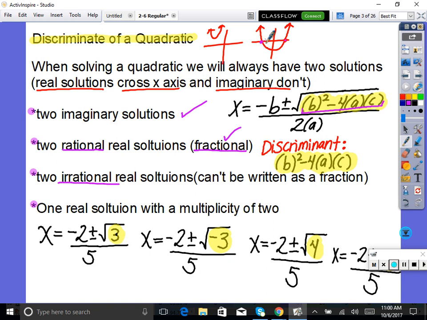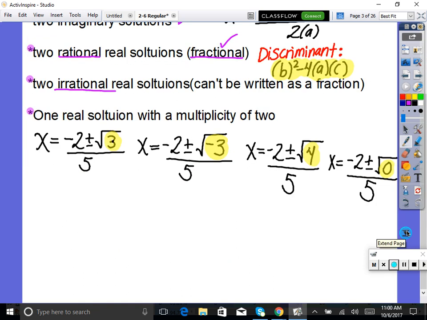And then also, there are times when we get 1 real solution with a multiplicity of 2. If I get x equals 2 and x equals 2, wouldn't that be 1 real solution with a multiplicity of 2? Okay, now here are some examples of when we will get these things based on the discriminant, when we'll get those answers. So everybody look, here are some examples.